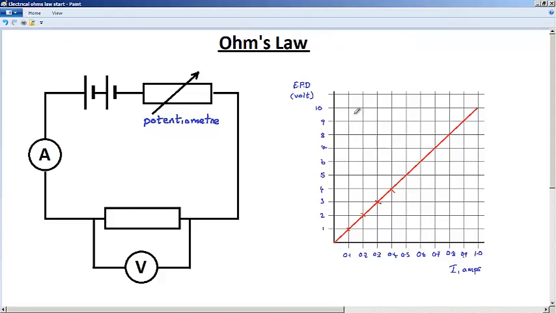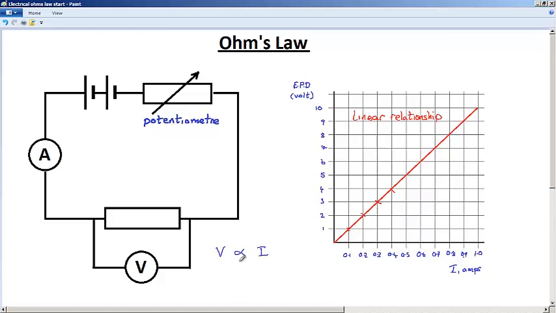So there is a linear relationship between the current flowing through the resistance and the electrical potential difference across the resistance. And that precisely is what we call Ohm's law. So we can say that the EPD, which we will use the symbol V for, the electrical potential difference V, is directly proportional to the current flowing through the resistance.